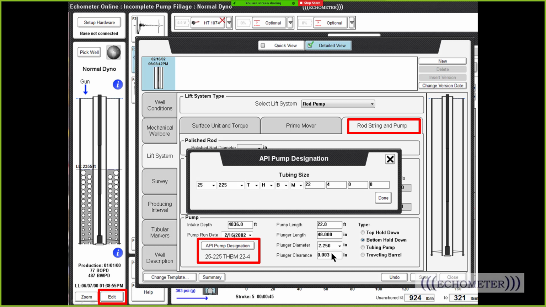The pump clearances and the plunger diameter are both used in the slippage calculations, and then the pump intake depth. So all of this information is important, and you should enter it when you use your TAM software to calculate the amount of slippage and the reference loads, FO max and FO from the fluid level.